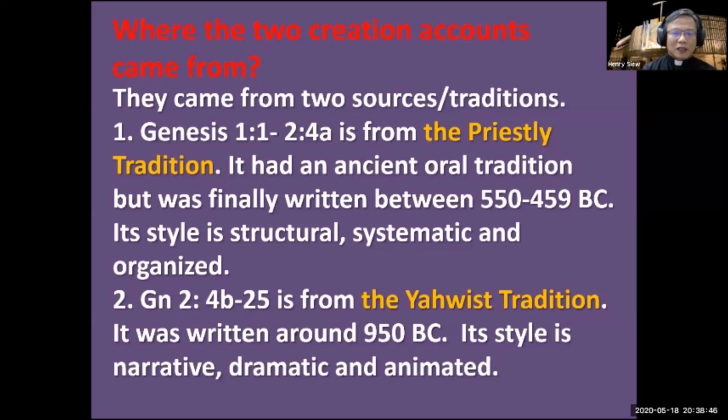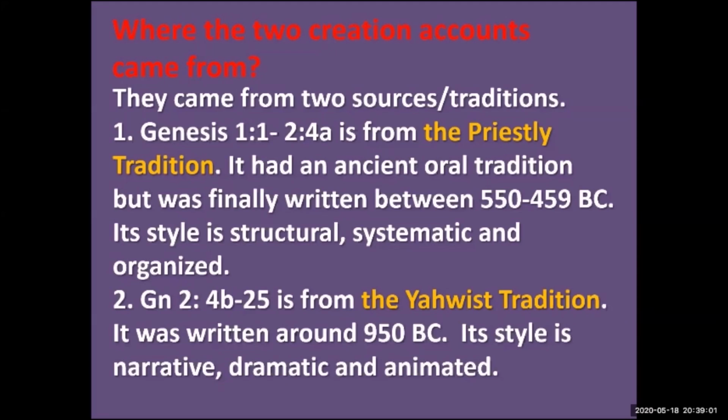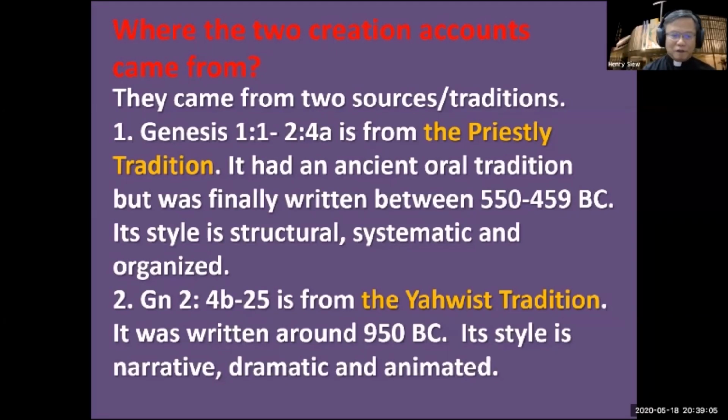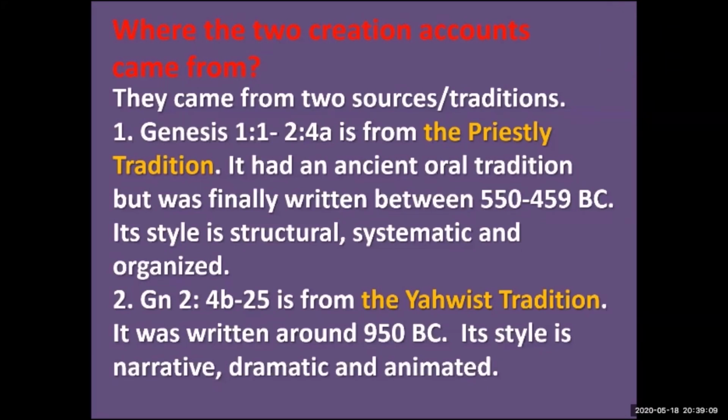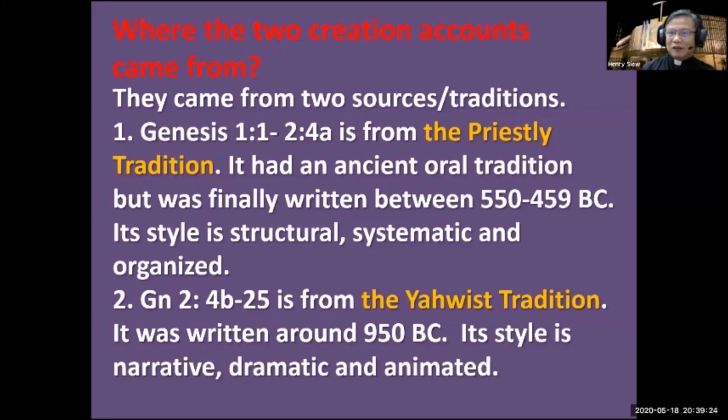And then the second creation account came from what is known as the Yahwist tradition. Christians call it Jehovah, the Yahwist or Jehovah tradition. And it was even more ancient, written around 1,000 years before Christ. The style is very dramatic, very animated. Now, later on, the final compiler, the final redactor of the book of Genesis, put them together. Today we are only talking about the first two chapters of the book of Genesis. Then there are other chapters, and we will find that there are even more ancient traditions contained in the book of Genesis, and eventually they were all put together as one single book.